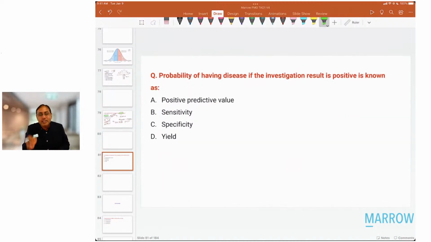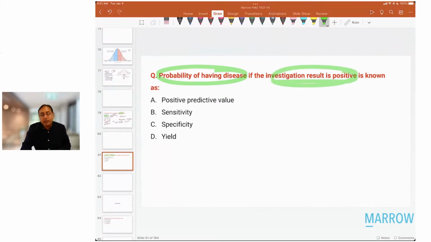Probability of having disease if the investigation result is positive is known as. So, the probability of having the disease, if the test report comes back positive. Suppose I have cough and cold, and I took a COVID test and by chance it came back positive. So what are the chances that the COVID test is positive and I really have COVID? So what are the chances?